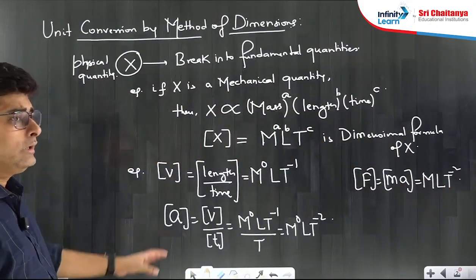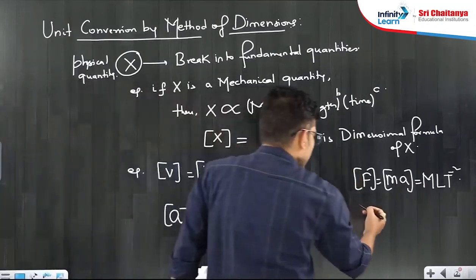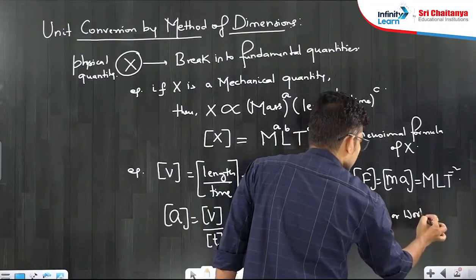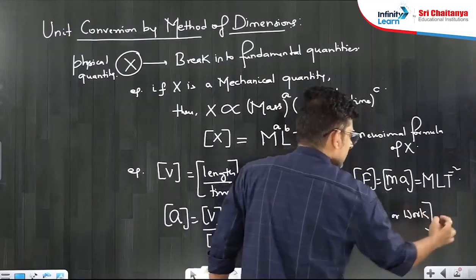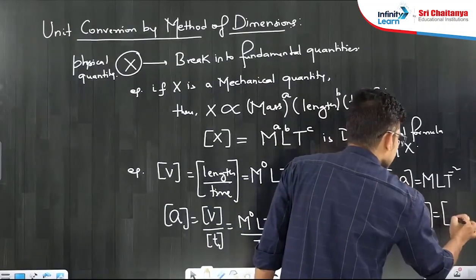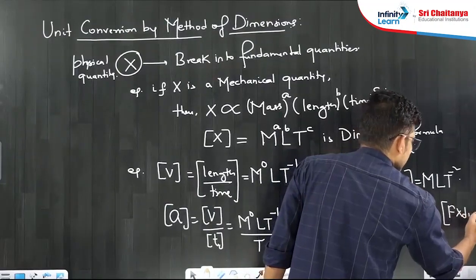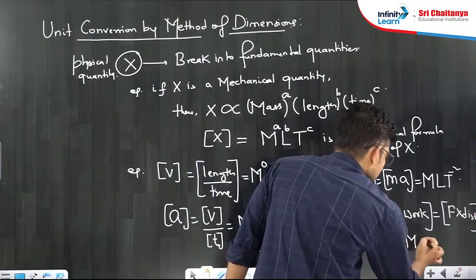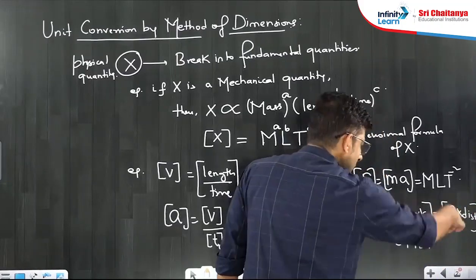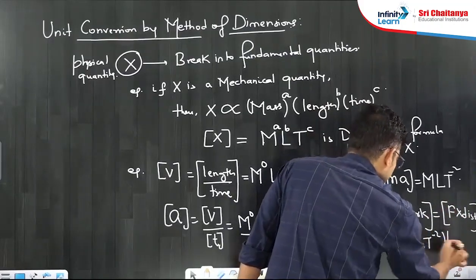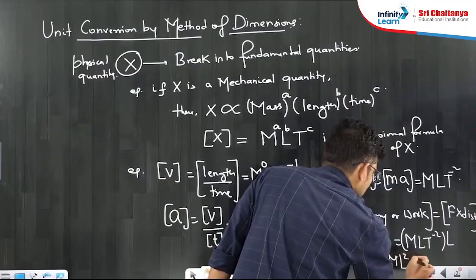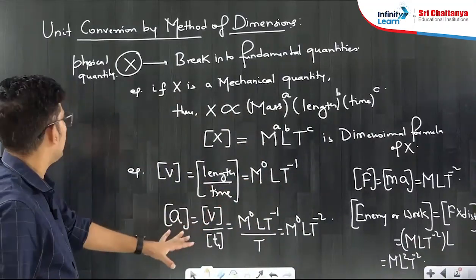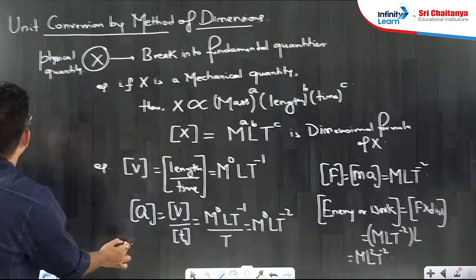Okay. So these are all things we have to remember. If we have energy or work, in any form, you can use any formula that you remember. Energy can be written as force into distance, or work can be written as force into distance. Force we already know, MLT^-2, and one more distance means one more length, so it becomes ML^2T^-2.